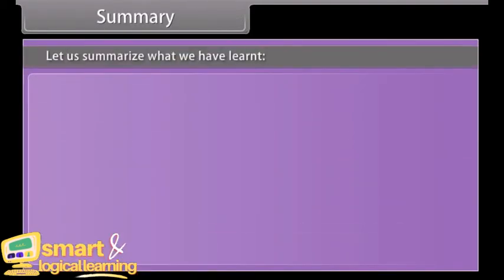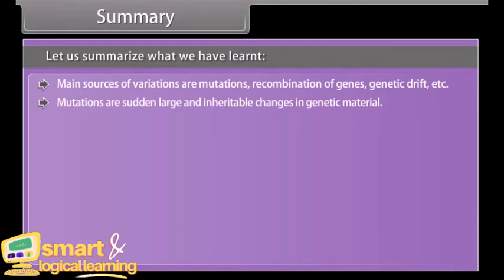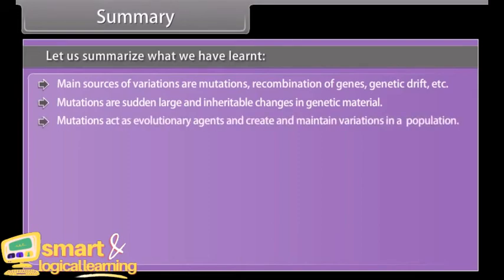Summary. Let us summarize what we have learned. Main sources of variations are mutations, recombination of genes, genetic drift, etc. Mutations are sudden, large, and inheritable changes in genetic material. Mutations act as evolutionary agents and create and maintain variations in a population.